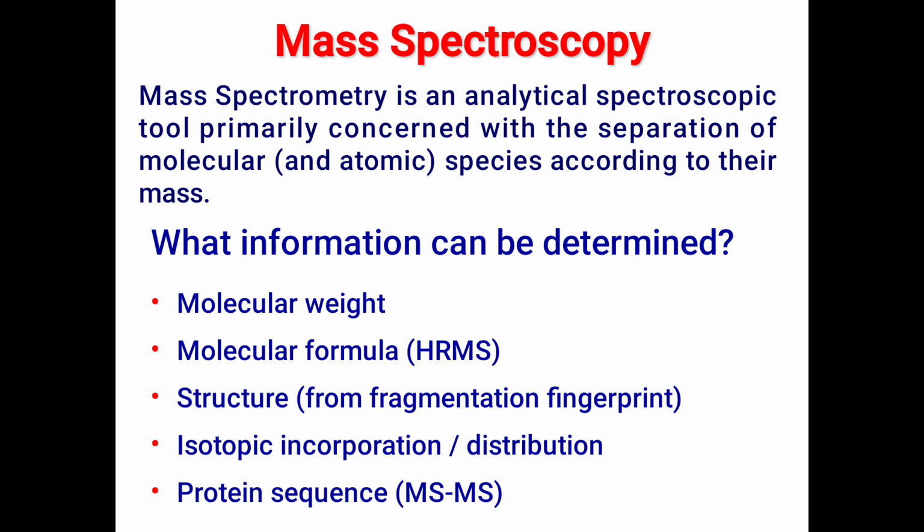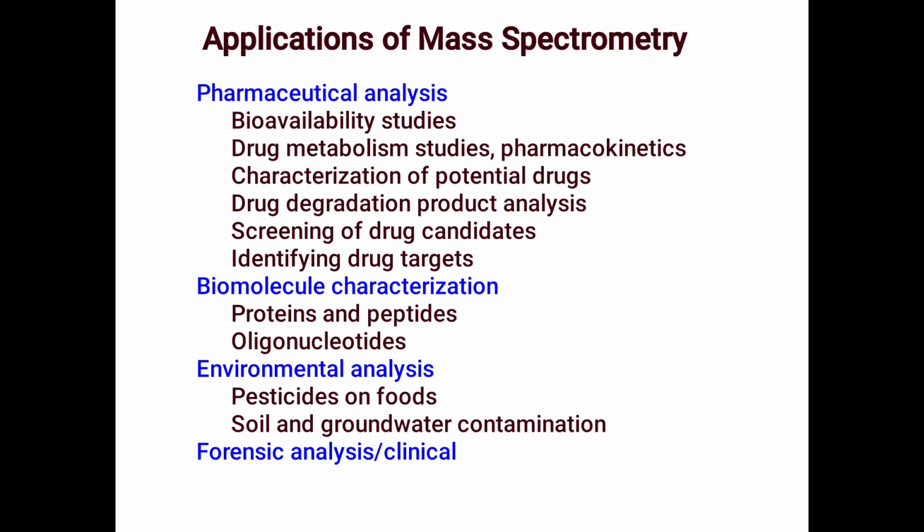Mass spectroscopy. Mass spectroscopy is an analytical spectroscopic tool primarily concerned with the separation of molecular species according to their mass. In mass spectroscopy, we determine molecular weight, molecular formula, structure, isotopic incorporation or distribution, and protein sequence. Applications of mass spectroscopy: it is used in pharmaceutical analysis, biomolecular characterization, environmental analysis, and forensic analysis.